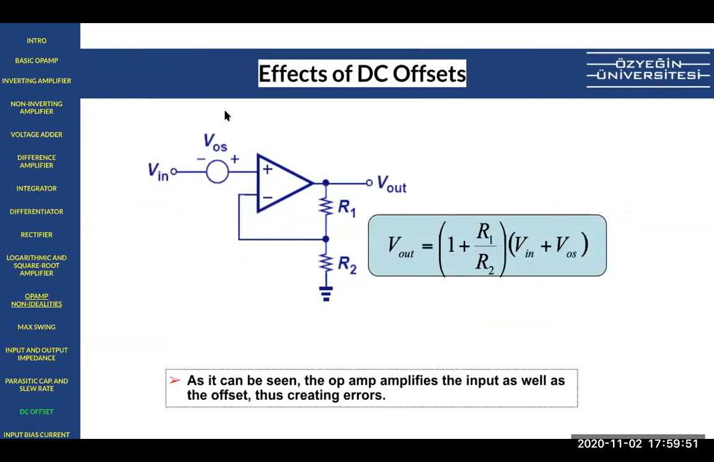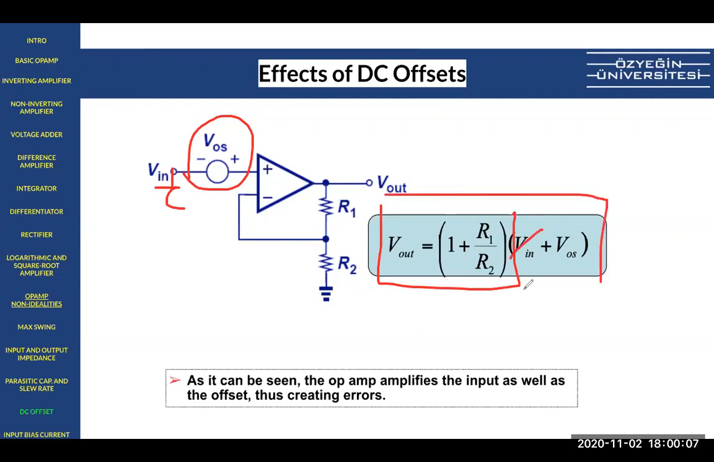So you can see the effects of DC offsets. Just short this Vin, and when you short the Vin, you just see this offset voltage, and this offset voltage will appear at the Vout. Just short this, make it 0. It will appear as 1 plus R1 over R2, which is the gain of this closed loop, times V offset.